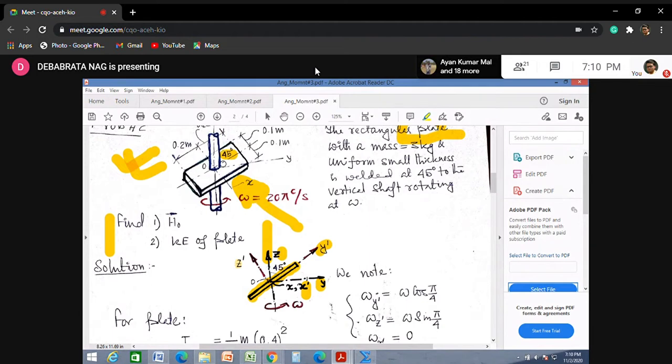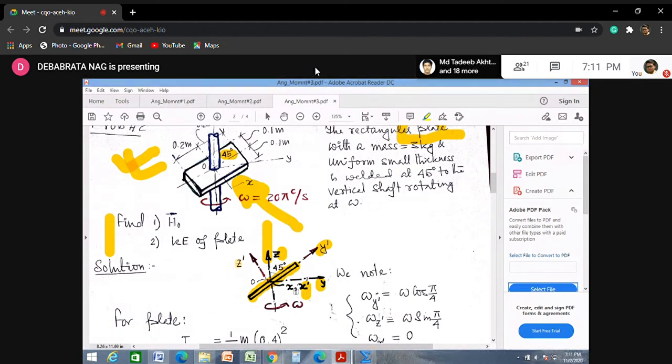So as the shaft is rotating, these axes are also rotating. The only thing is this capital Z, which is aligned along the inertial direction. It is always vertical, so this direction is always vertical. This can be capital Z. Eventually, capital Z and small z share the same direction at this instant.